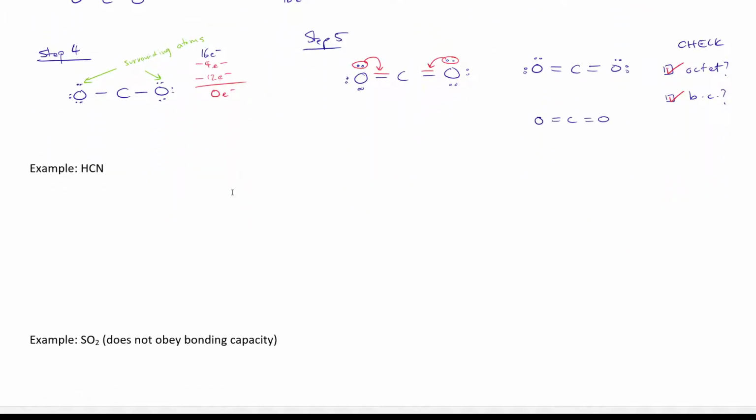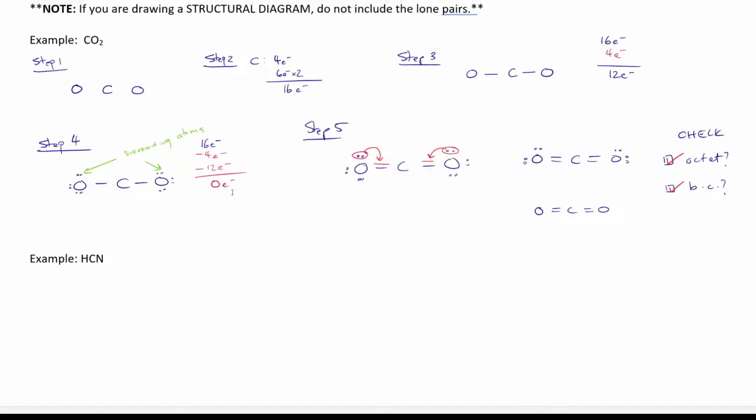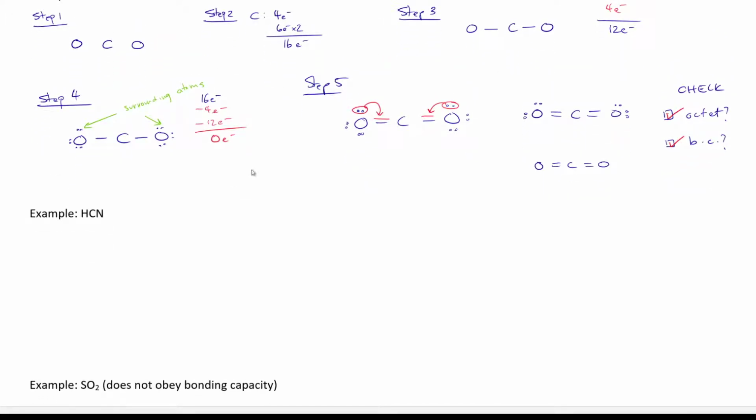Okay, let's go down to this. This is HCN right here. Okay, and so we look at these 3 elements and we have to figure out for step 1 which one is the central atom, which one's going to go in the middle. So remember, the one in the middle has to have the highest bonding capacity. It is never hydrogen, so we'll skip this one. So between carbon and nitrogen, which one is going to go in the middle?